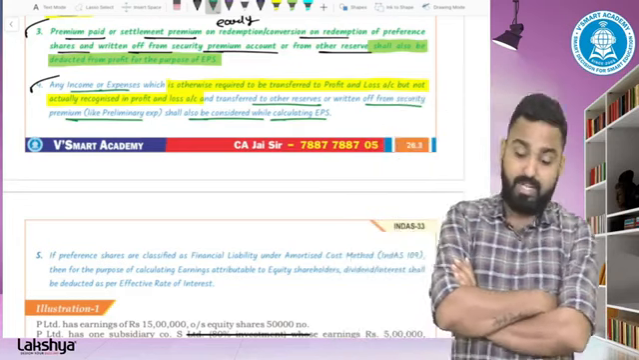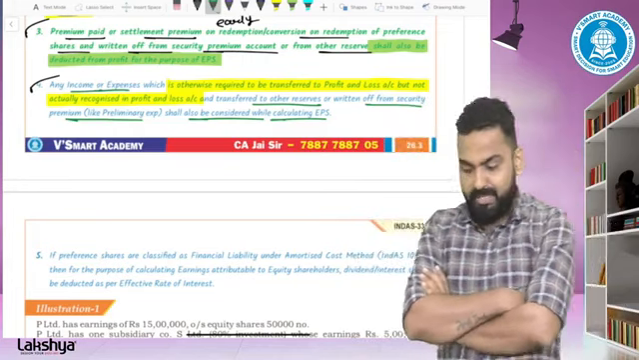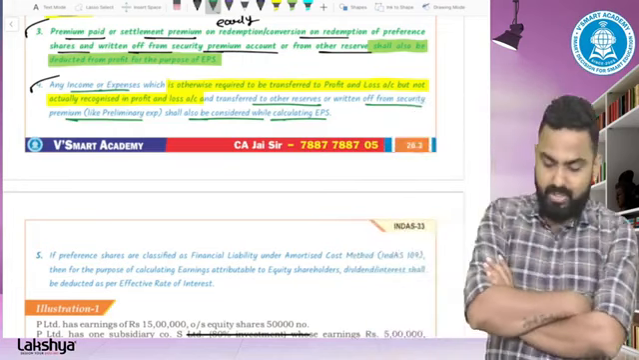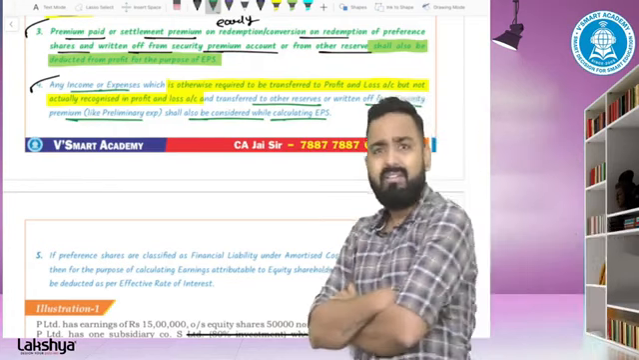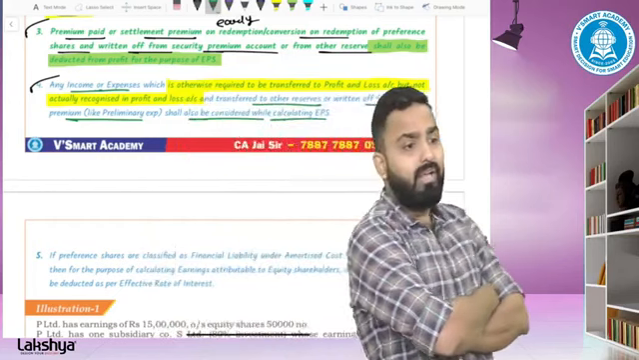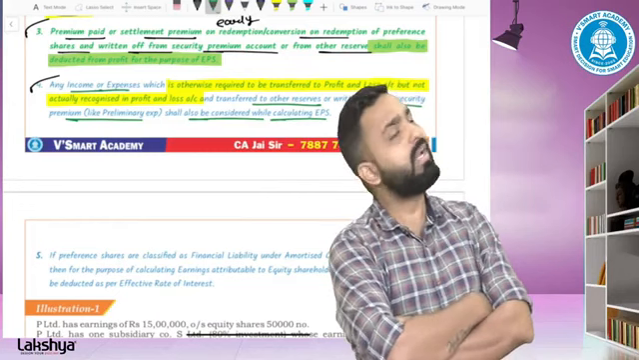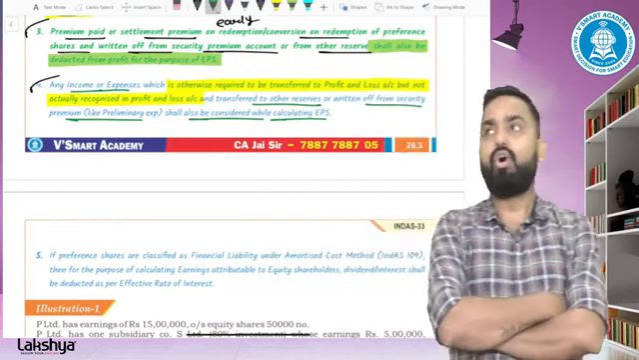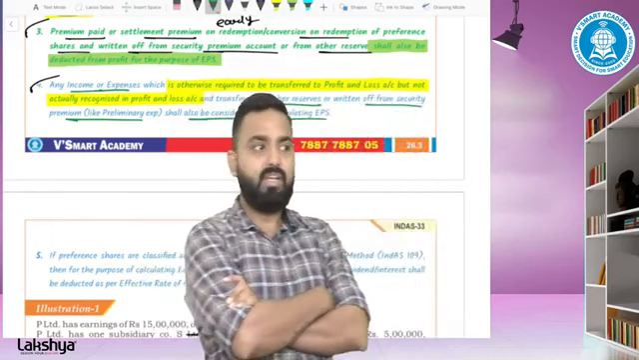Any income or expense which is otherwise required to be transferred to P&L but not actually recognized in P&L, and transferred to other reserves or written off from securities premium, shall also be considered. Suppose the company has made a wrong treatment, like any income which was required to be transferred to P&L but the company has directly charged it to capital reserve, or there are preliminary expenses.